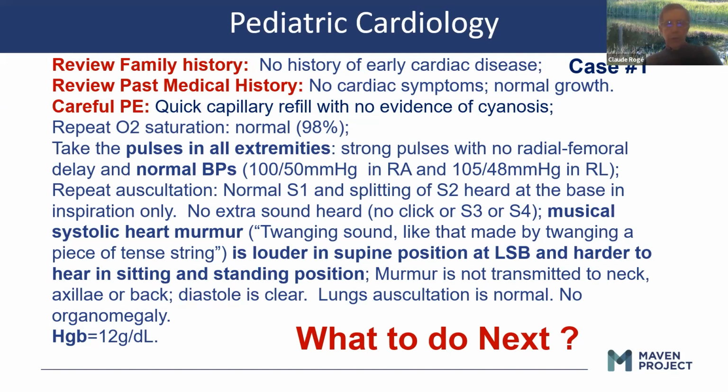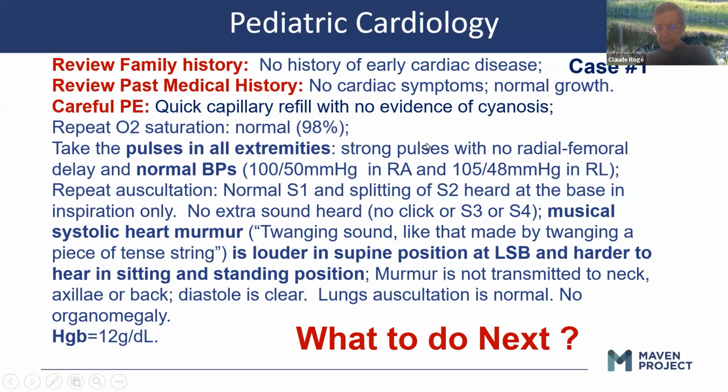And you focus on the murmur again. What you hear is a musical systolic heart murmur, with twanging sounds, like that made by twanging a piece of tense string. It is louder in the supine position at the left sternal border and harder to hear in sitting and standing position. The murmur is not transmitted to the neck, to the axilla, to the back. The diastole is clear. The lung auscultation is normal. There is no organomegaly. In your clinic, you do a quick hemoglobin and hematocrit, and the hemoglobin is normal. Okay? So, what to do next?